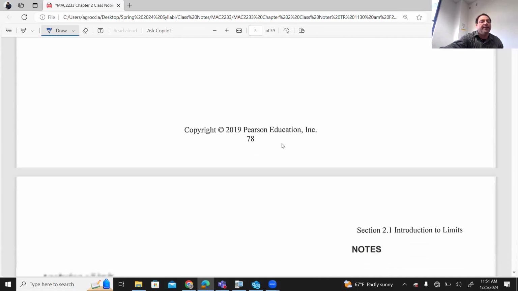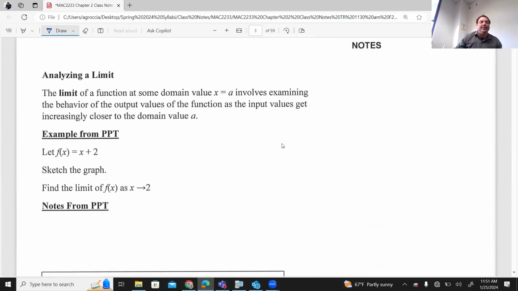But what we're going to talk about is looking at it a little differently, and we're adding this idea called a limit, okay? The limit of a function at some domain value x equals a involves examining the behavior of the output values of the function as the input values get increasingly closer to the domain value of a. What you just heard was wah, wah, wah, right? None of that makes sense. But what we're trying to find out is what happens to this function when we get to 2.